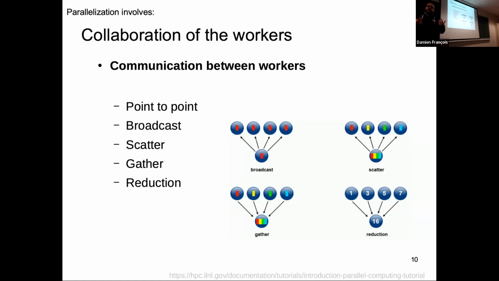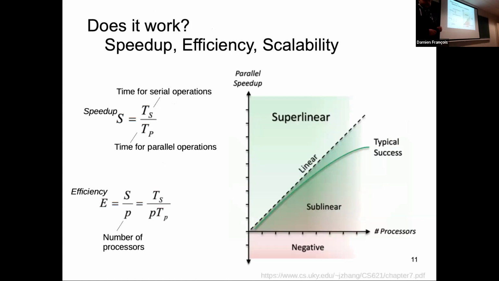Whenever we talk about collaboration, synchronization, parallel computing, we ask ourselves, does it work? And the measure of how efficient the work is is called the speedup. The speedup is basically the ratio between the time taken for serial operation and the time taken by the same operation but in parallel.